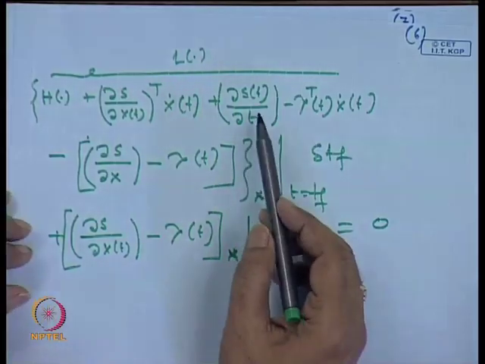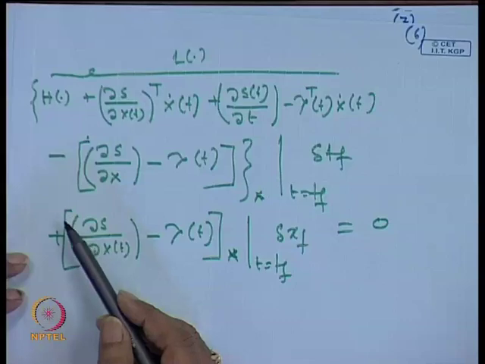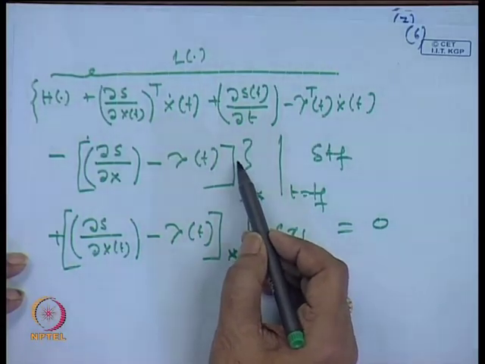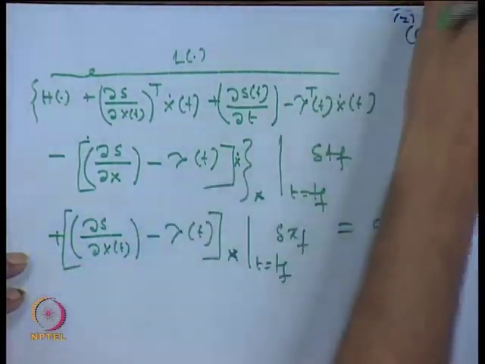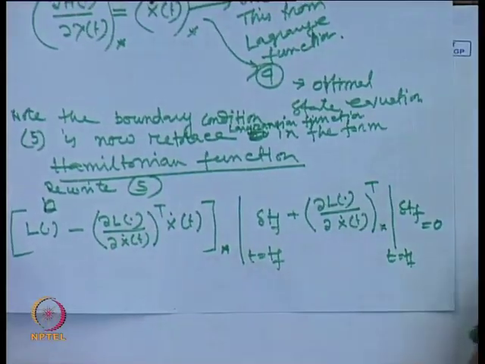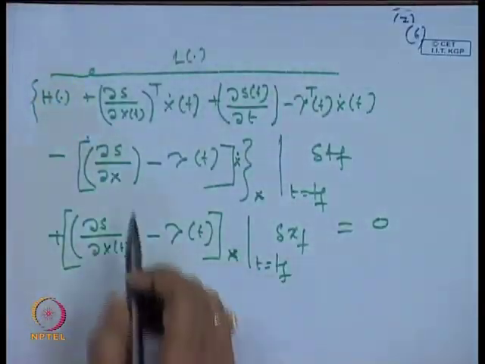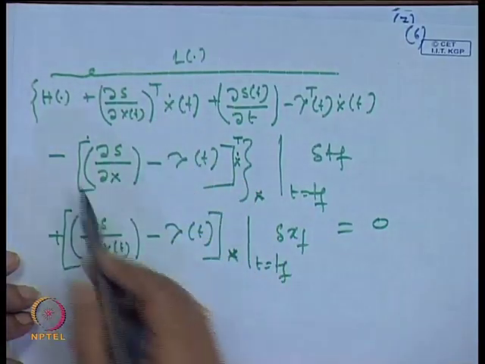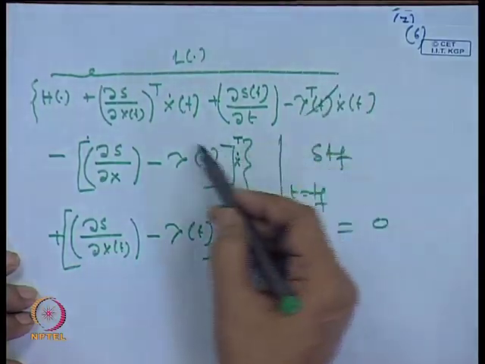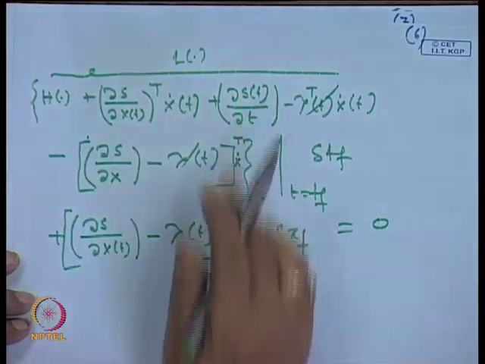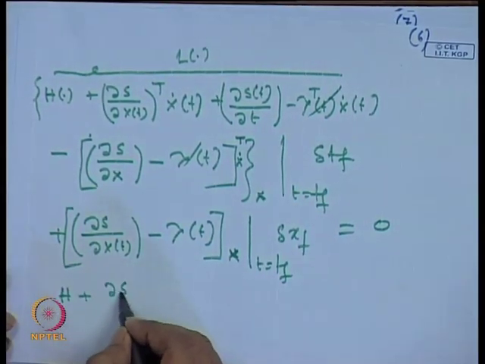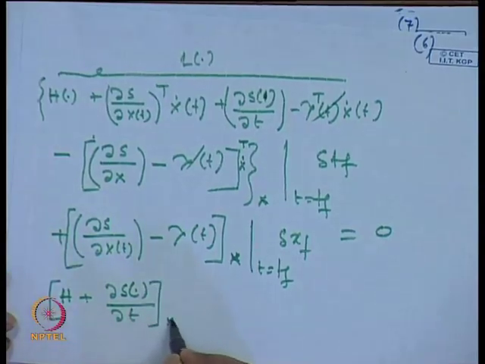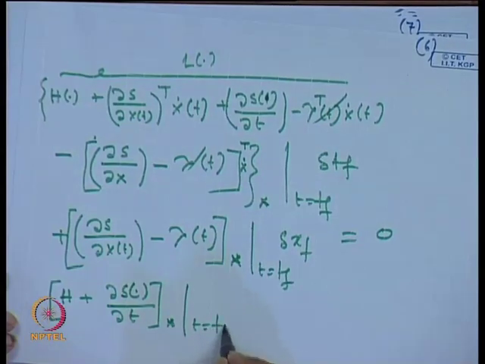Now see this one, what simplification we can do here. I missed the x dot here. You see this expression, the x dot is there, that x dot is missed here. So del S, this is transpose also, this delta x dot, this x dot, this cancels. Now this is plus, this is minus, so this term cancelled, this term cancelled. What is left is H plus del S dot, this is dot, delta t, this term whole, star t is equal to t f, delta t f.